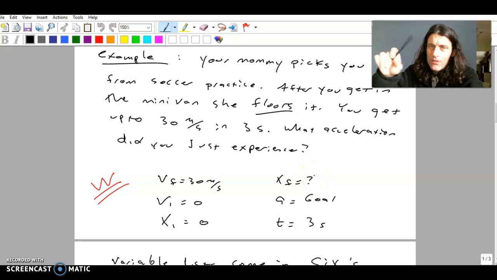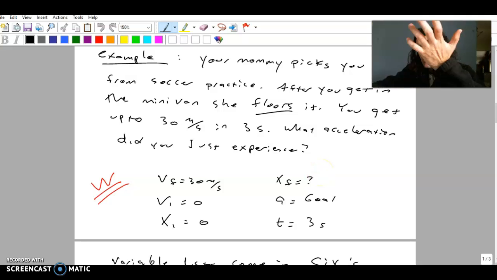And the way you distinguish something you don't know from something you're looking for is what I said in the previous video. Write the word goal next to whatever variable you are looking for. So A is your goal. XF is simply something you don't know. It's not given in the problem. It's not known. It's not asked for. It's just something we don't know. And the time is 3 seconds.